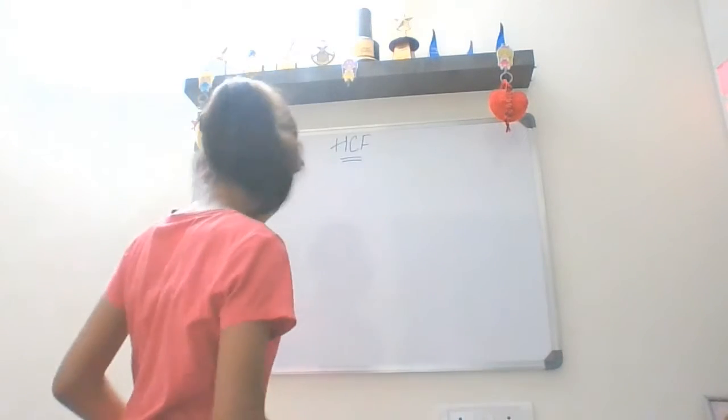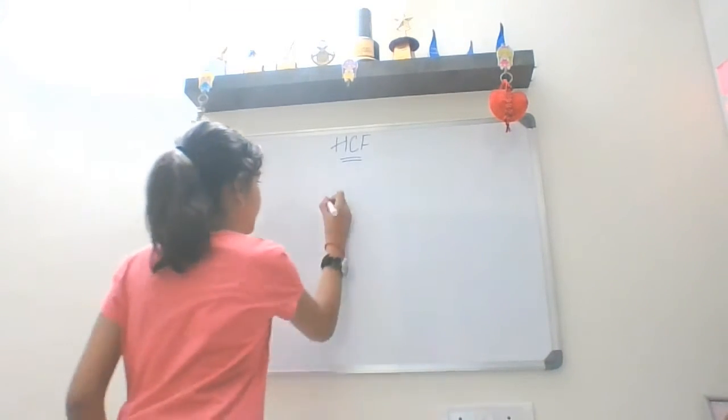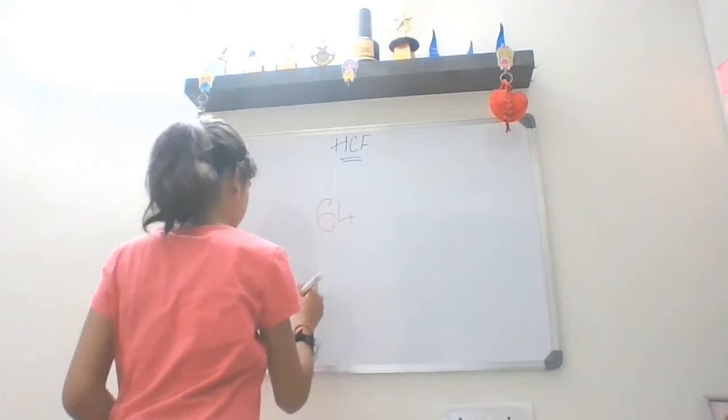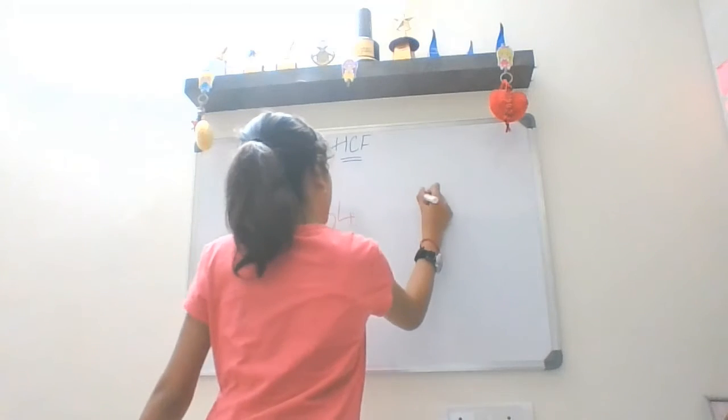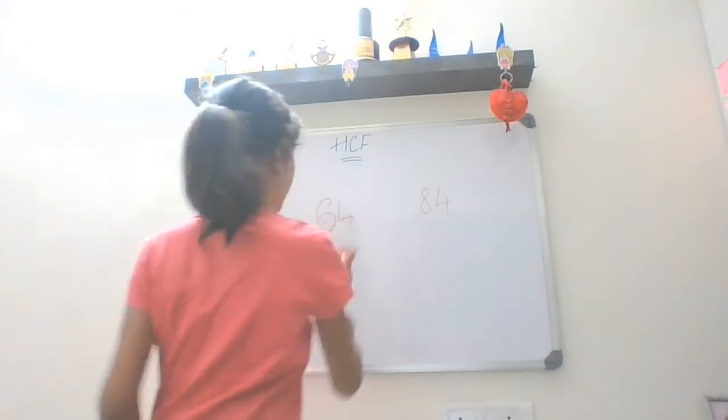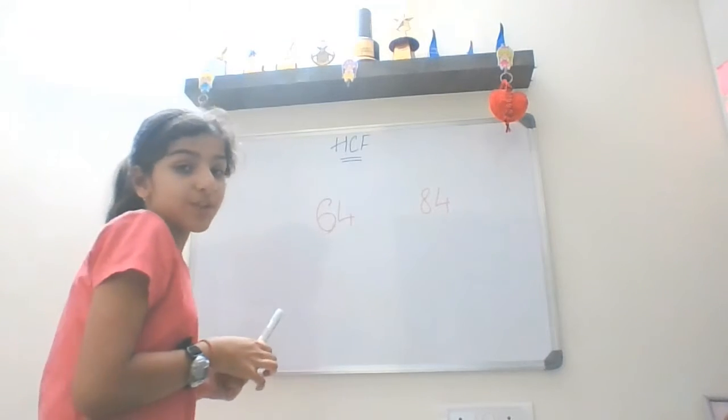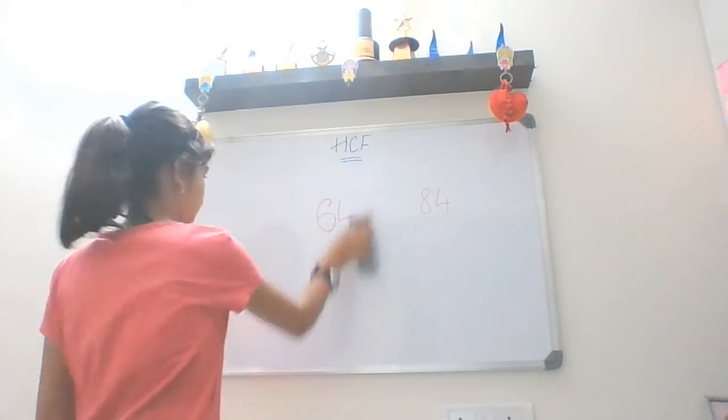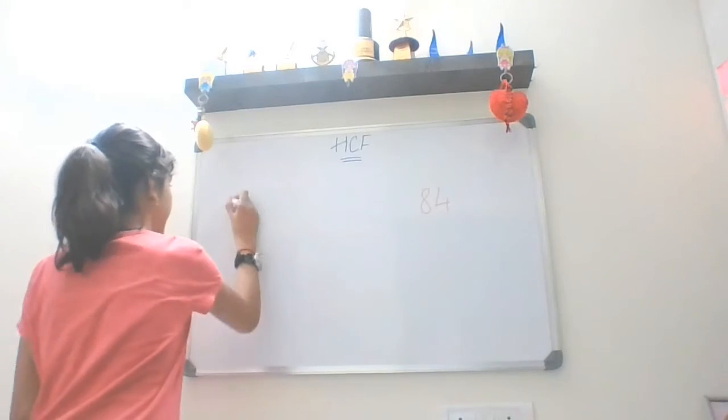Next, how do we find the HCF, the highest common factor of a number? To do so, first we need to find the prime factors of two or more numbers. So first we are going to do it with only two numbers. Let's take the numbers 64 and 84. Okay, so what we need to do is do the factor tree method for these two numbers. So let's do it for 64 first.